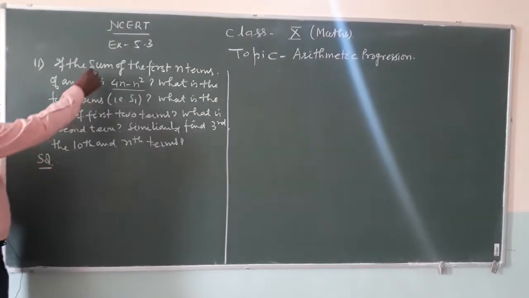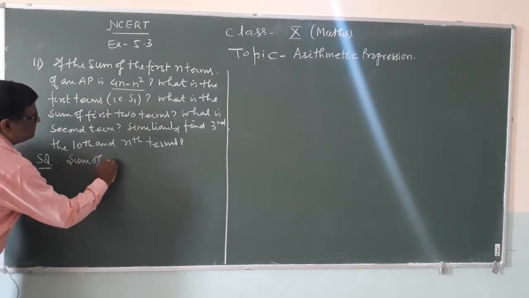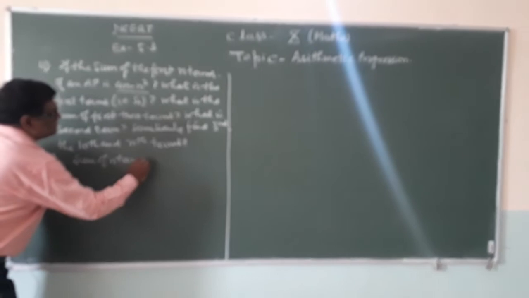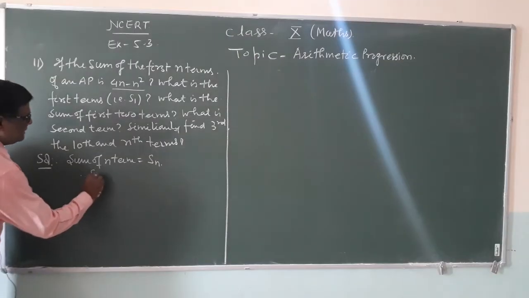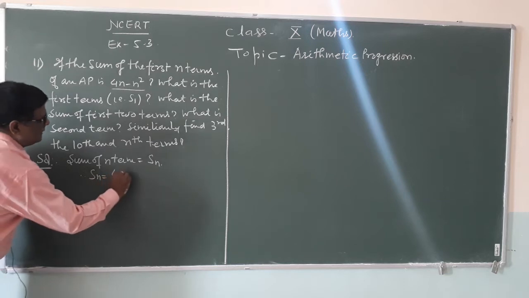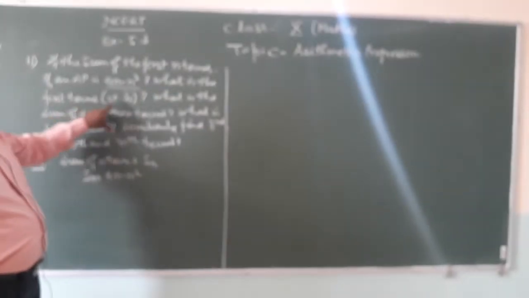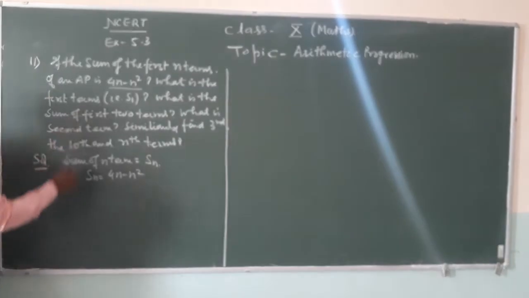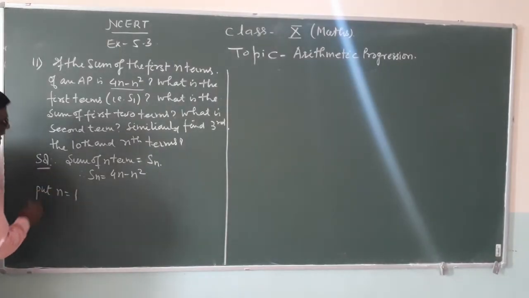So, write the sum of n terms, denoted by Sn. So, Sn is equal to 4n minus n square. The first question is, what is the first term, that is S1. So, we have to put n is equal to 1.